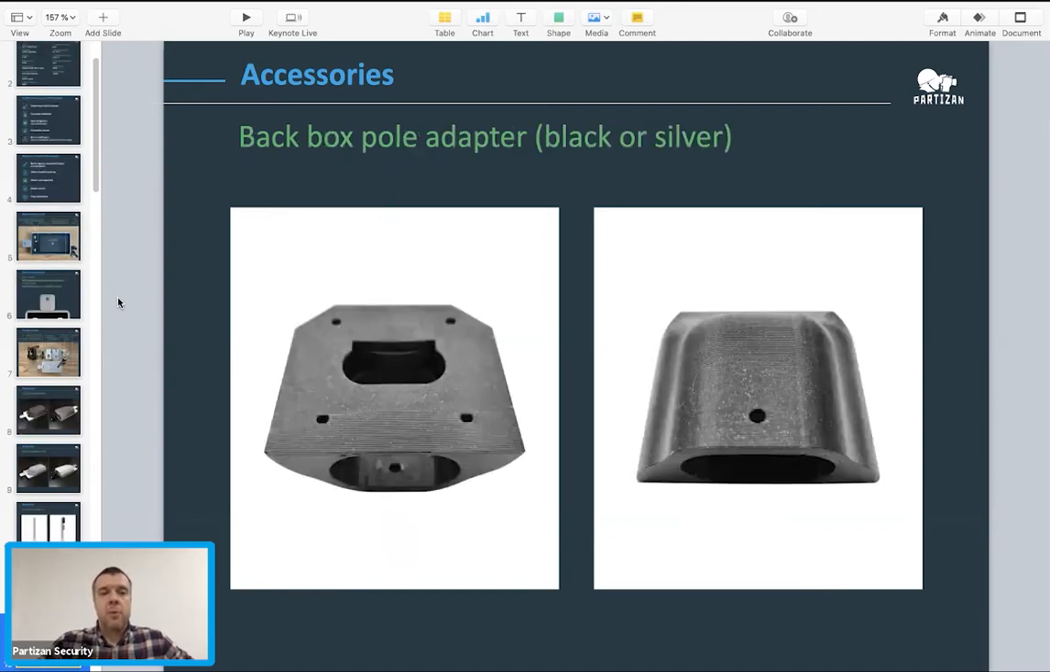Basically, we have a back box pole adapter. If you have your own pole, for example, we can help you create this special pole adapter to fulfill your needs. It's made now for our devices, but we can design for you some other devices or some other shape if you like.